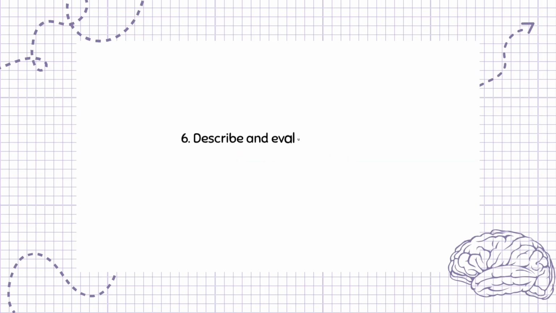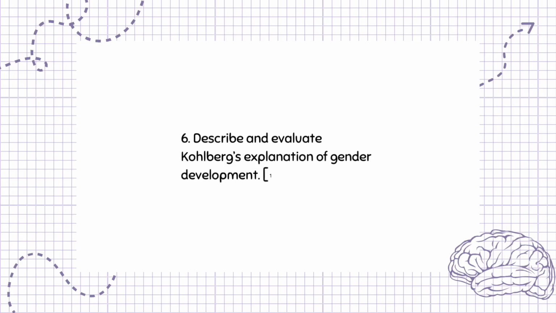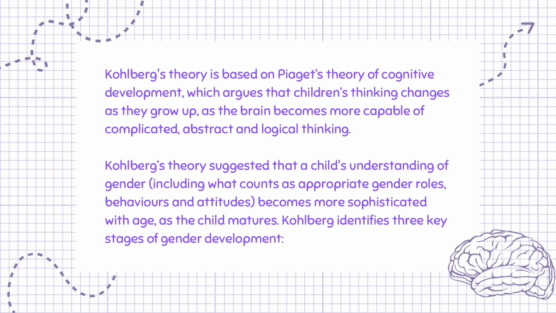Question 6. Describe and evaluate Kohlberg's explanation of gender development. 16 marks. Kohlberg's theory is based on Piaget's theory of cognitive development, which argues that children's thinking changes as they grow up, as the brain becomes more capable of complicated, abstract, and logical thinking. Kohlberg's theory suggested that a child's understanding of gender, including what counts as appropriate gender roles, behaviors, and attitudes, becomes more sophisticated with age as the child matures.